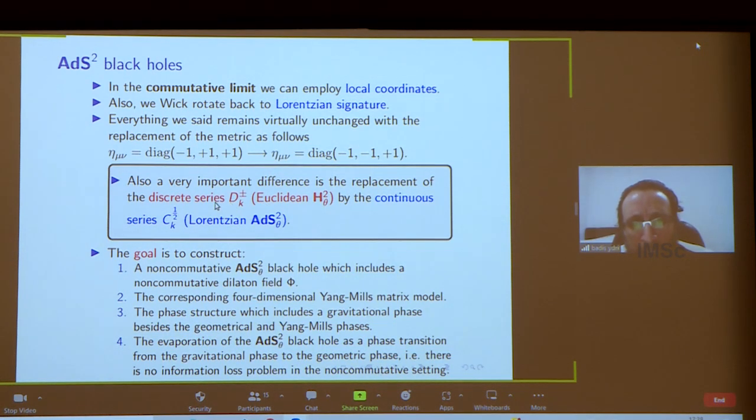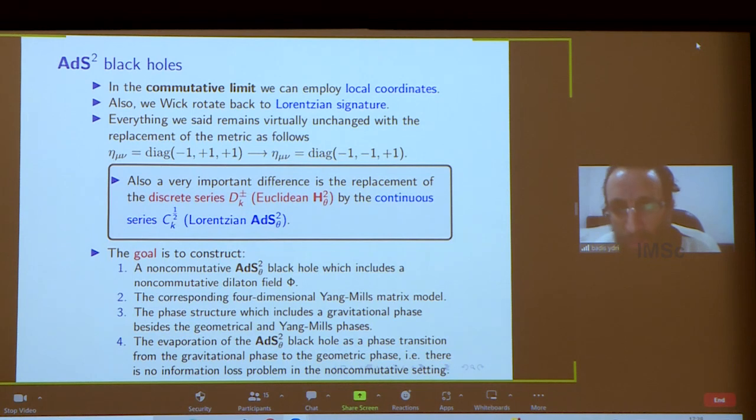As I said, the discrete series is replaced by the continuous series. We are already talking about non-commutative Lorentzian AdS2. This is our goal, I write this goal and I simply say what is our goal. I would like to write down non-commutative AdS2.